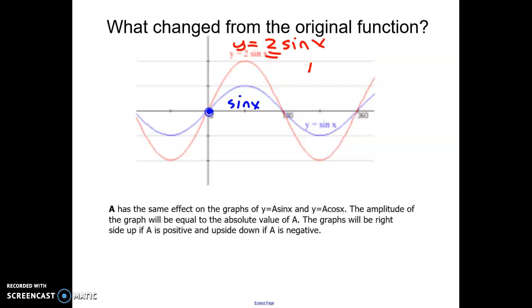Now, A is also your amplitude. So notice that if this is 2 times as tall, your amplitude is now 2 instead of 1. When your A value stretches your graph taller, it also stretches your amplitude taller. So A is amplitude. Let's take a look at another one.